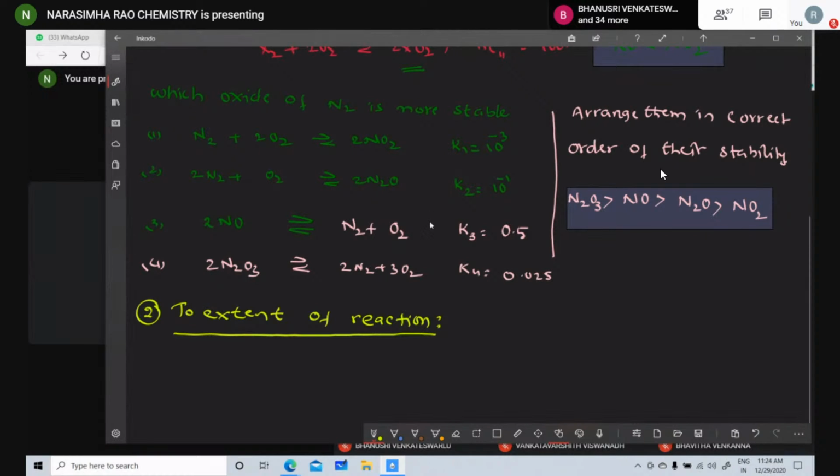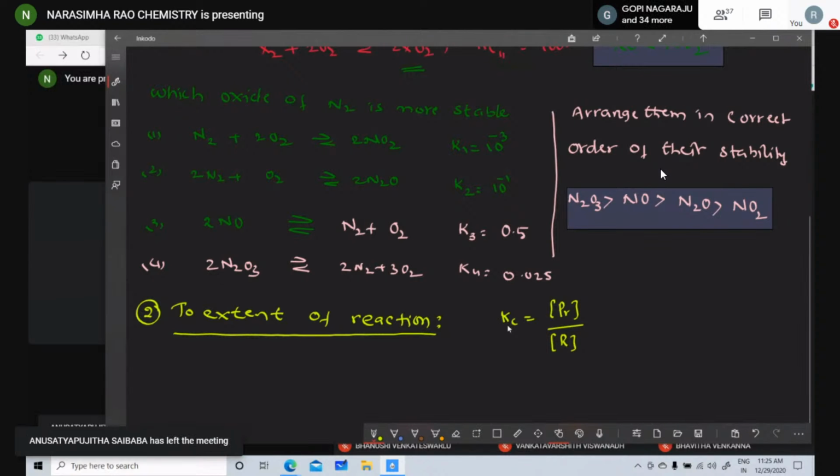Extent of reaction. Now we know that Kc is equal to the active mass of product upon the active mass of reactant. It's clear. Of course, children. Now, the rate of reaction cannot be explained by this. Only the extent of the reaction can be explained.